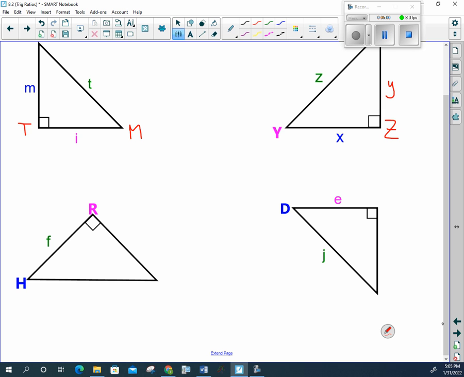Down below, this is lowercase r, this is capital F, and this is side h, so lowercase h. And then the last one, we've got angle D, so across from it would be lowercase d, side j, across from that would be angle j, side e, across from that would be angle e, capital letters.